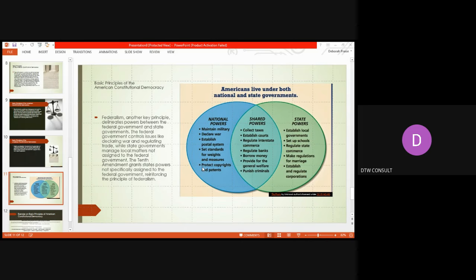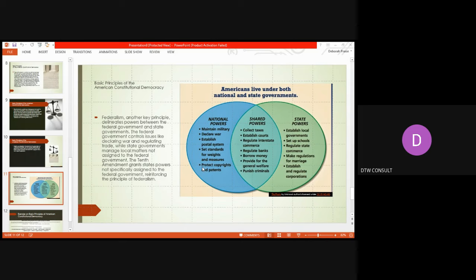So far, we have discussed natural rights, number one, as a basic principle of American constitutional democracy. Number two, we discussed popular sovereignty. Number three, we discussed constitutionalism. And number four, we discussed majority and minority rule as the basic principle of constitutional democracy. Now, number five, we are going to be discussing federalism as a basic principle of American constitutional democracy. Okay, so federalism is another key principle.